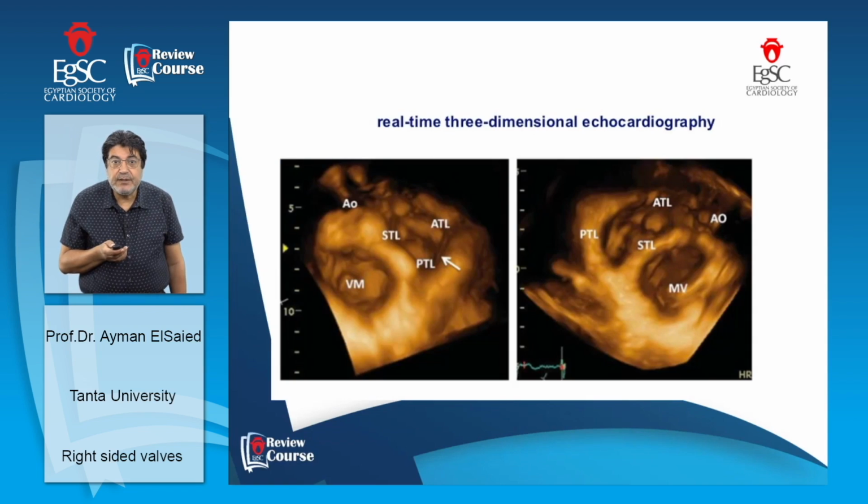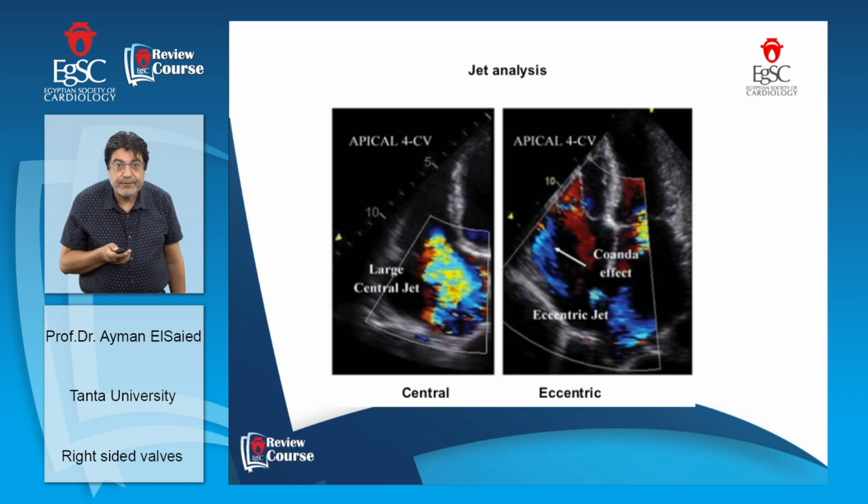It is very important to evaluate by three-dimensional echocardiography to visualize the septal leaflet, the inferior leaflet, and the anterior leaflet, and to know the mechanism of tricuspid valve regurgitation, which will be reflected in the way of repair. The jet in secondary tricuspid valve incompetence is usually an eccentric jet towards the septal leaflet. This is not like the mitral. The jet in functional mitral regurgitation will be central. Here it will be toward the septal leaflet due to a long anterior or anterolateral tricuspid leaflet.